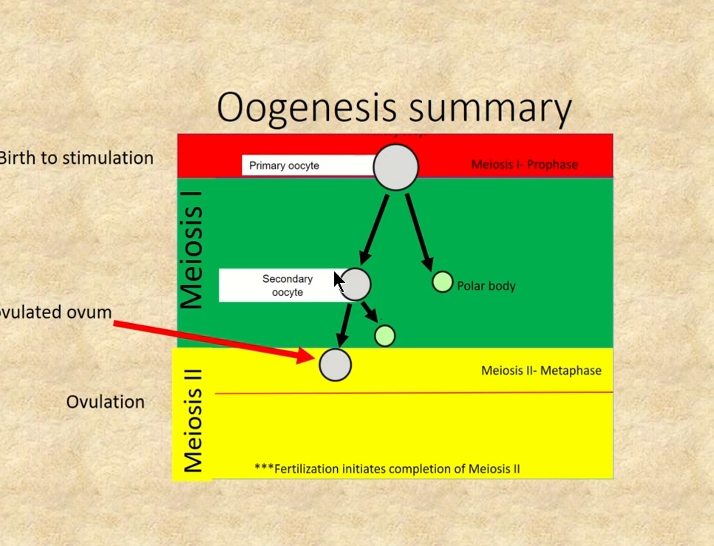And the secondary oocyte is going to undergo meiosis II. Eventually, if fertilization occurs, you will get a second polar body, which is non-functional. So one oocyte is going to result in only one ovum that can be fertilized.